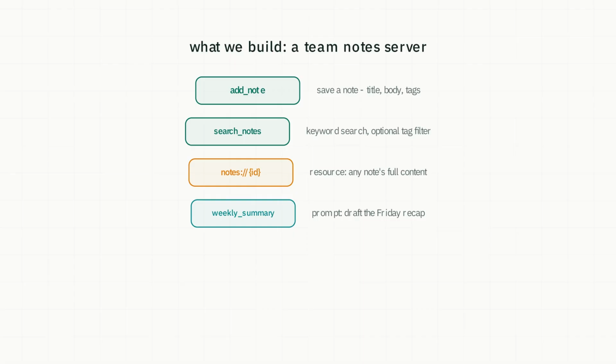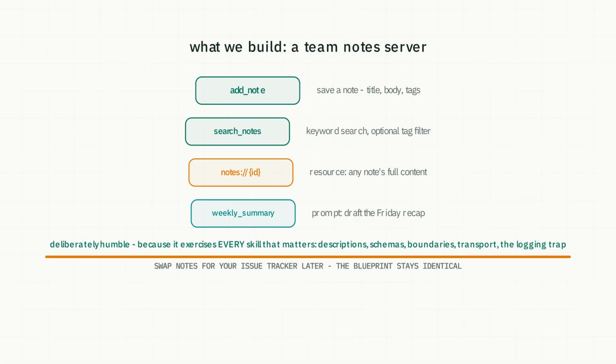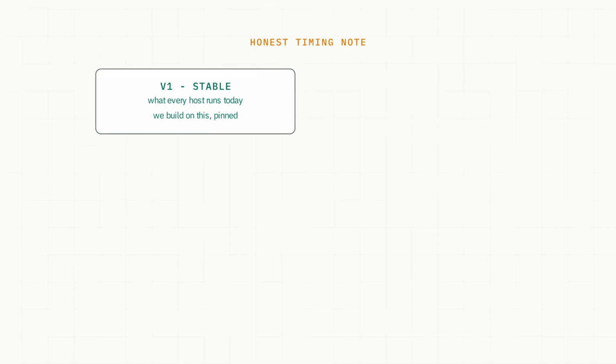The point is that this little server exercises every skill that matters: tool description craft, schema design, the tool versus resource boundary, transport choice, and the logging trap that breaks half of all first servers. Swap the notes logic for your issue tracker or your test data later. The blueprint stays identical.